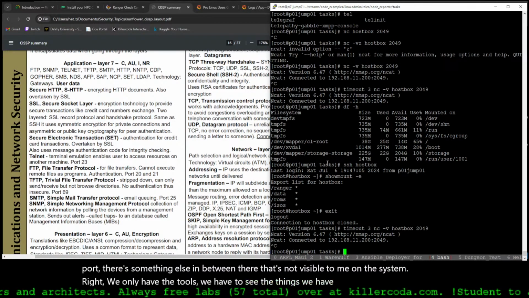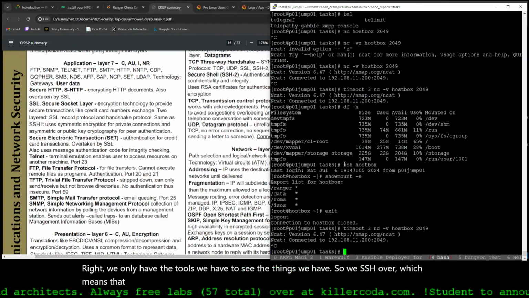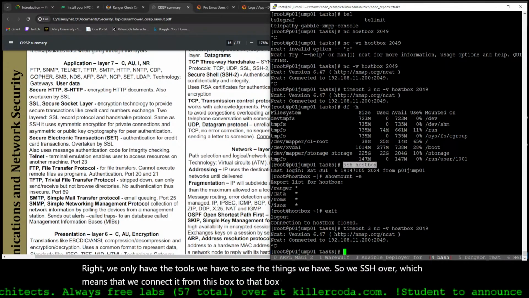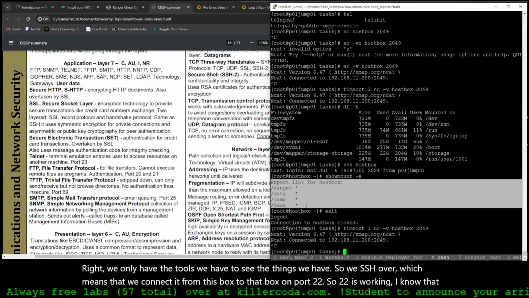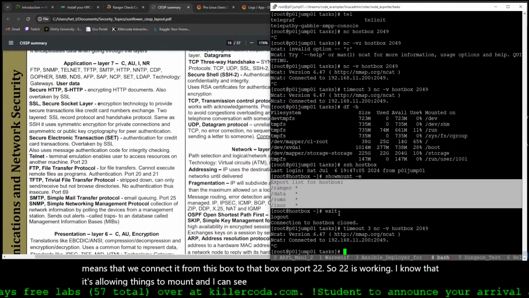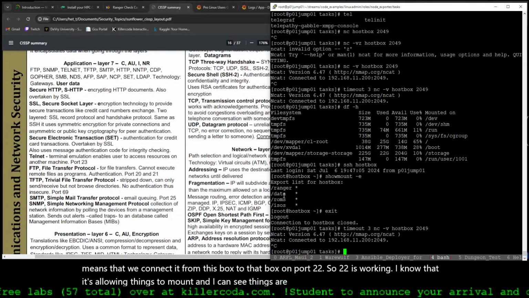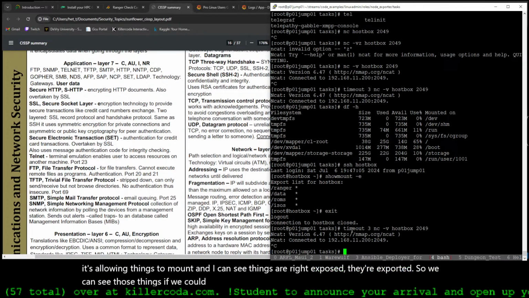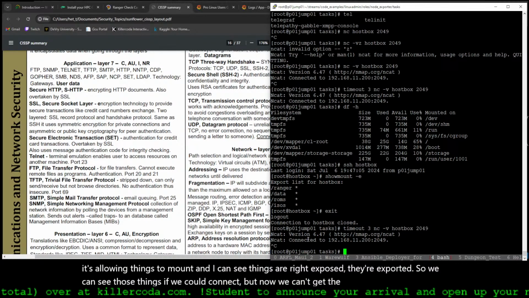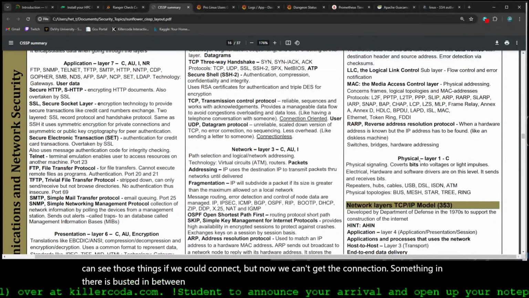So we SSH over, which means that we connected from this box to that box on port 22. So 22's working. I know that it's allowing things to mount, and I can see things are exported. So we can see those things if we could connect, but now we can't get the connection. Something in between there is busted. All right, so there's that.